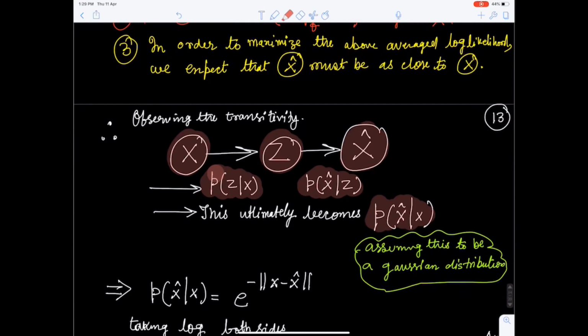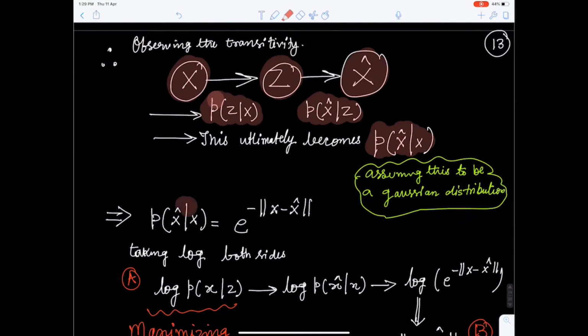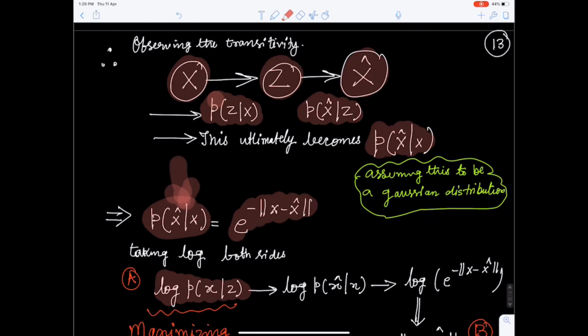Now the point is that I am assuming the probability of this X to be some Gaussian probability distribution. Here's the Gaussian probability distribution. This is basically the probability. If I take the log of both sides, that is the log likelihood. That is actually the likelihood. This is the log likelihood. That is what I have said.